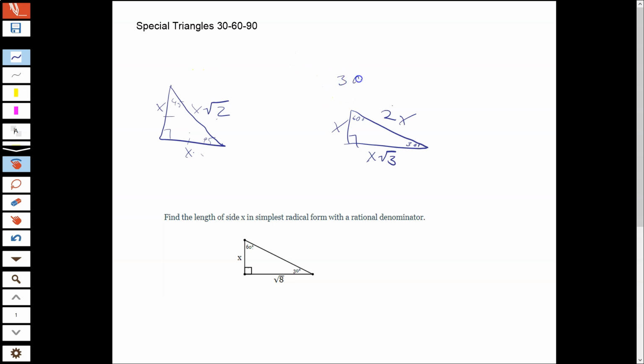So this is a 30, 60, 90 triangle. And this is a 45, 45, 90 triangle. Okay, so these are special triangles in that these angles come up often in real life. So say you're doing carpentry, you might use 45 degree and 30 degree and 60 degree angles, and then obviously 90 degree angles are everywhere.